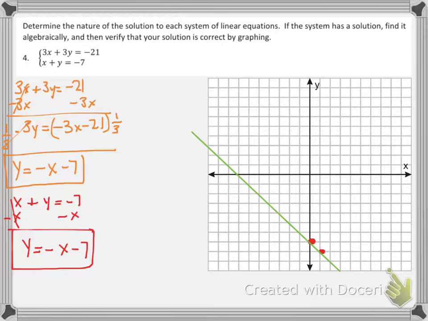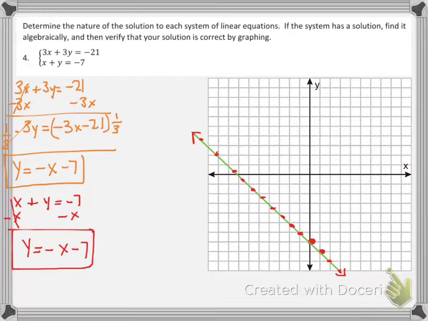So you can notice that every possible point I chose along this line would be on both lines, and that means there are infinitely many solutions. I can't make enough dots along this line, and it continues forever in both directions. So infinitely many solutions to number 4.